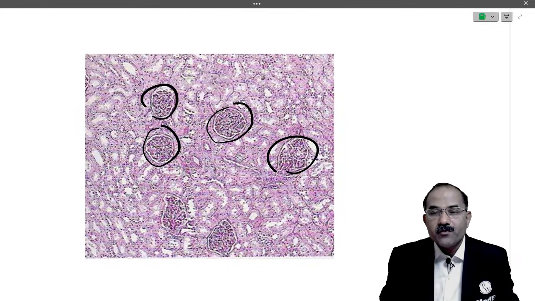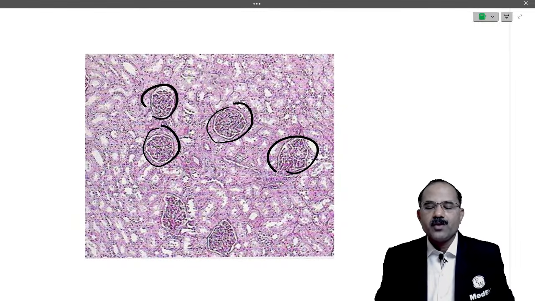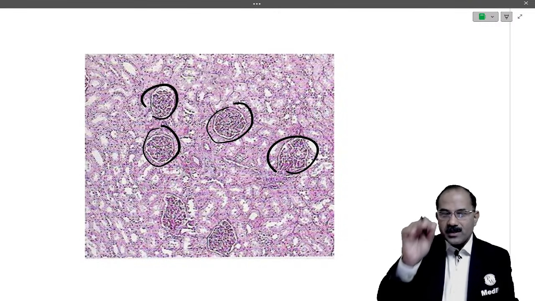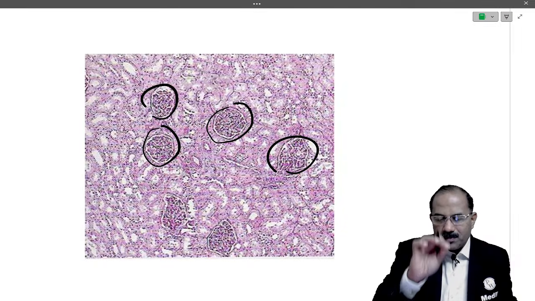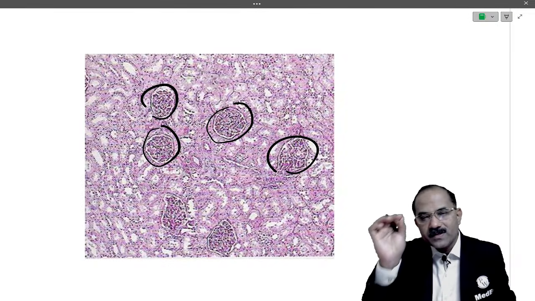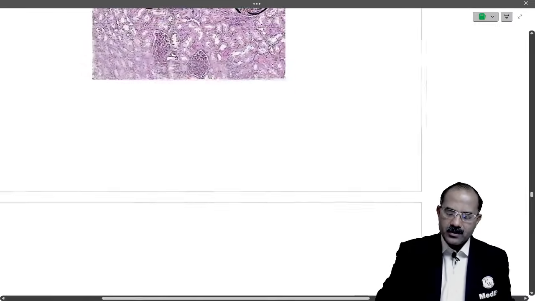Simple cuboidal with brush border. That's in PCT. Remember, simple cuboidal with brush border. That's in PCT. Without brush border in DCT. So what is the lining epithelium of PCT and DCT? Simple cuboidal. The loop of Henle is simple squamous epithelium. This all is asked. Yes, lumen is larger in DCT.